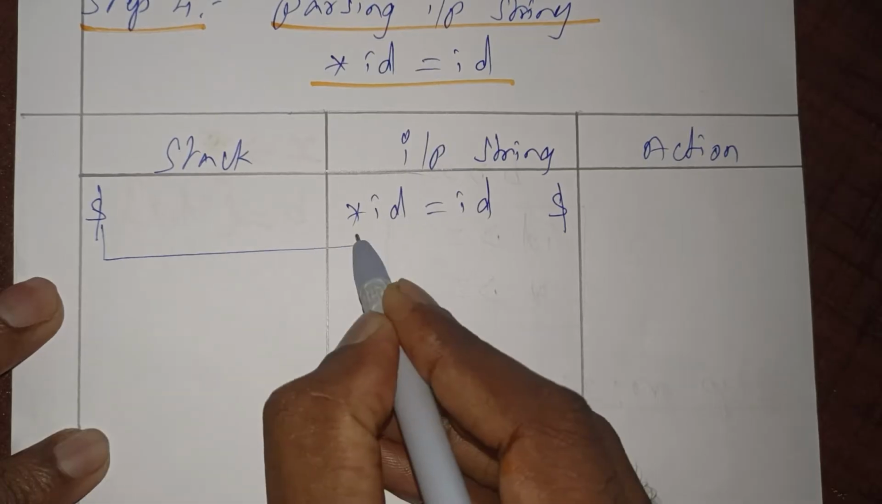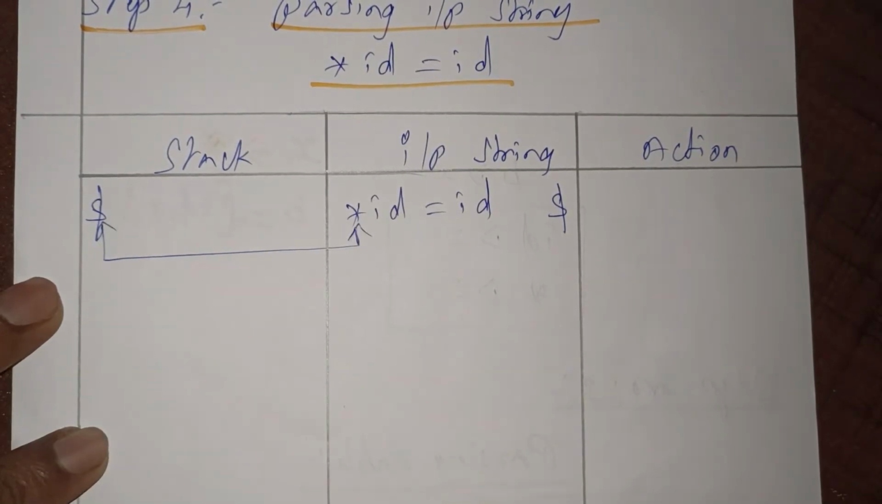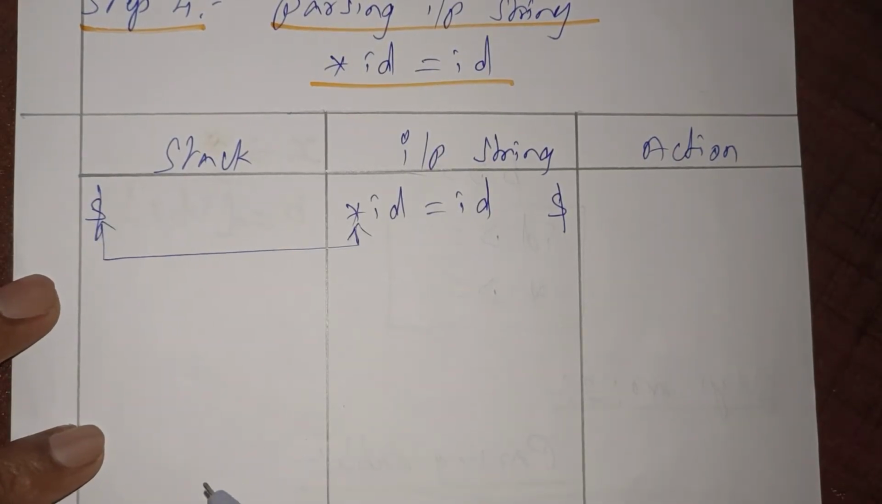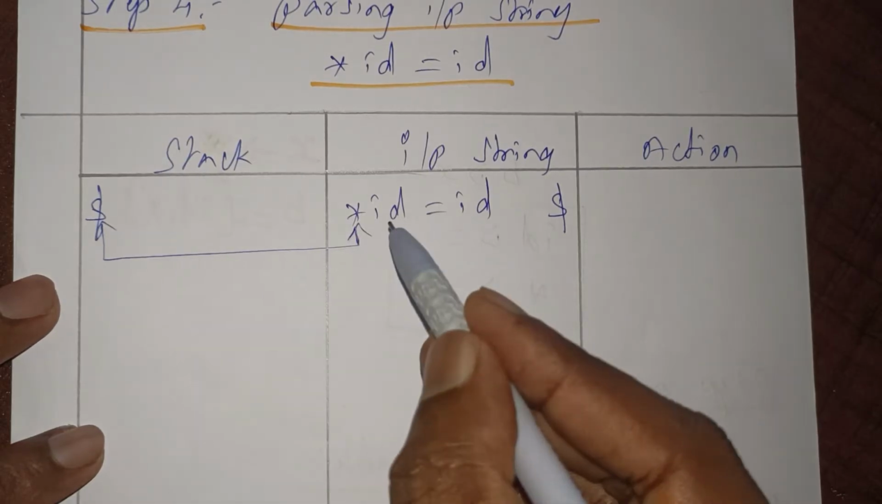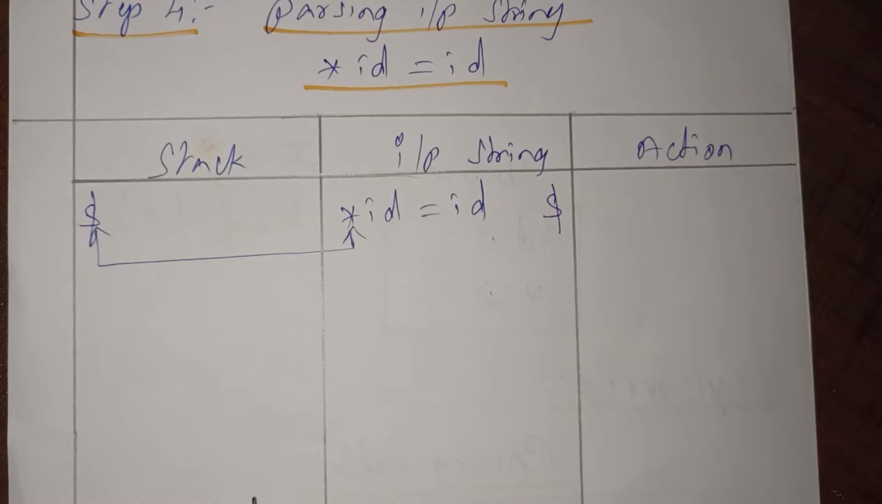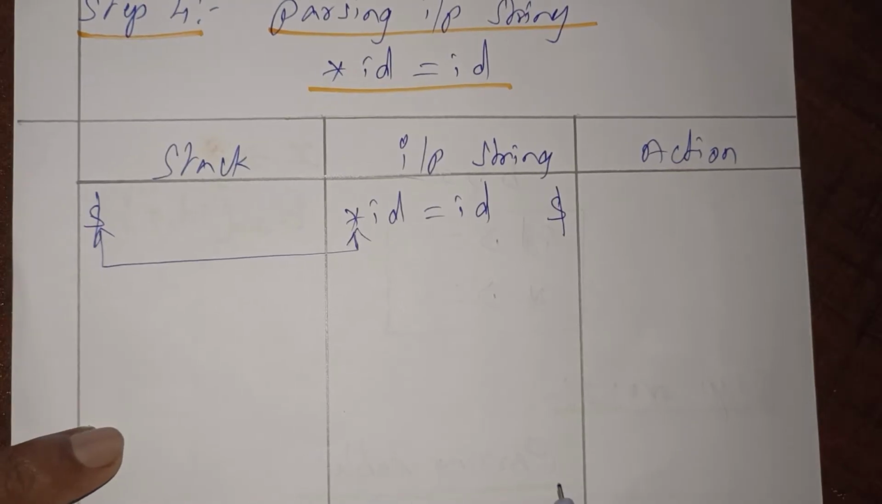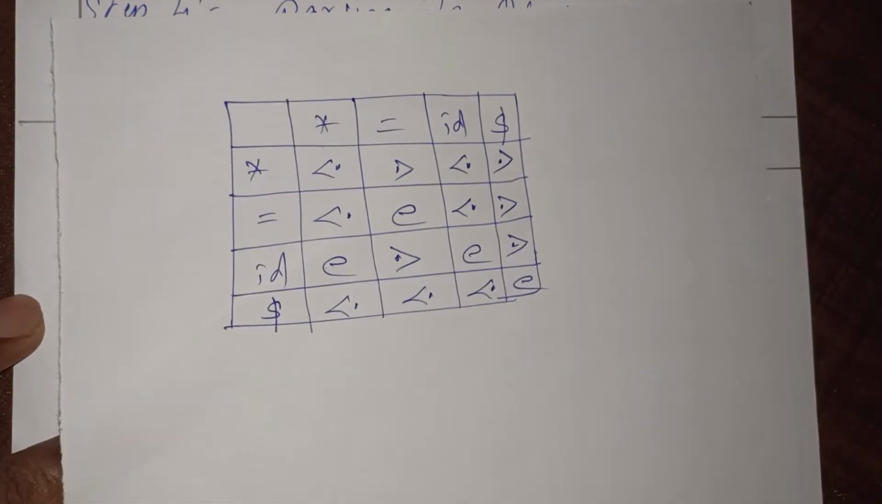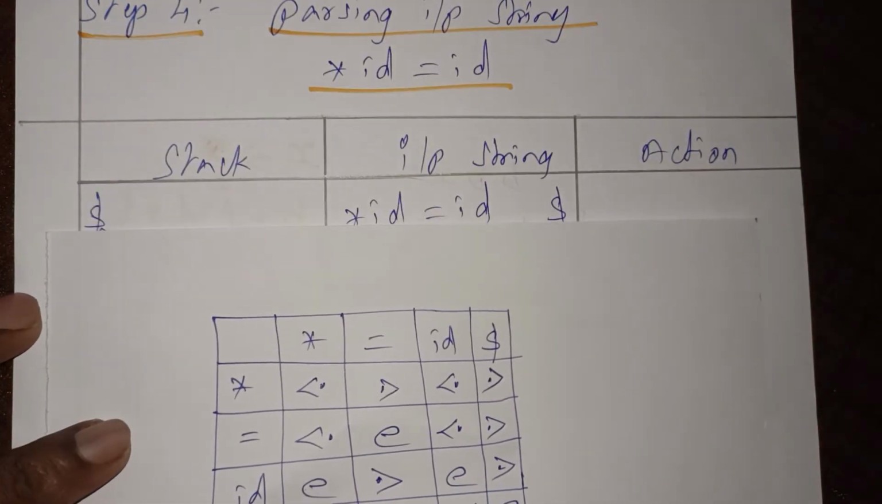We need to compare. If we got a leading symbol, then shift. If we got a trailing symbol, then reduce. This is the rule: leading, shifting; trailing, reducing. As I already told you, the previous step is the heart of step number 4. Now see here, we got this table.